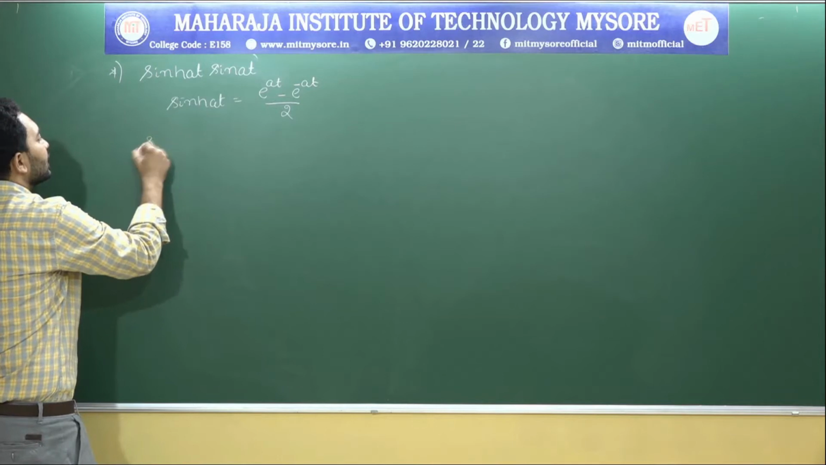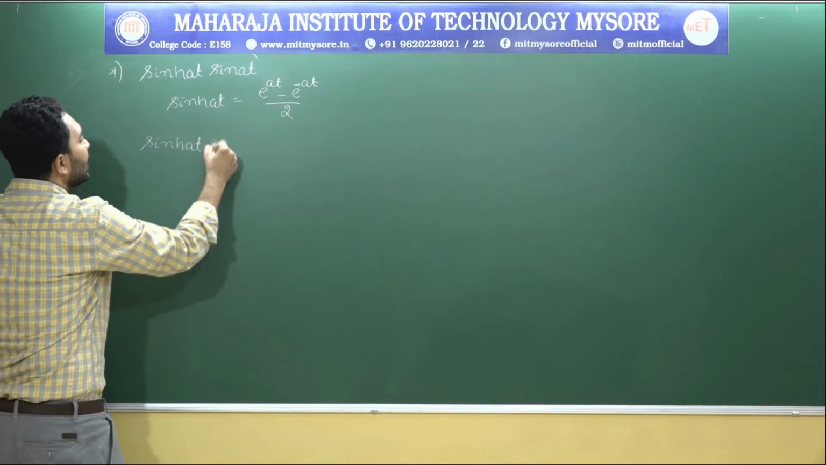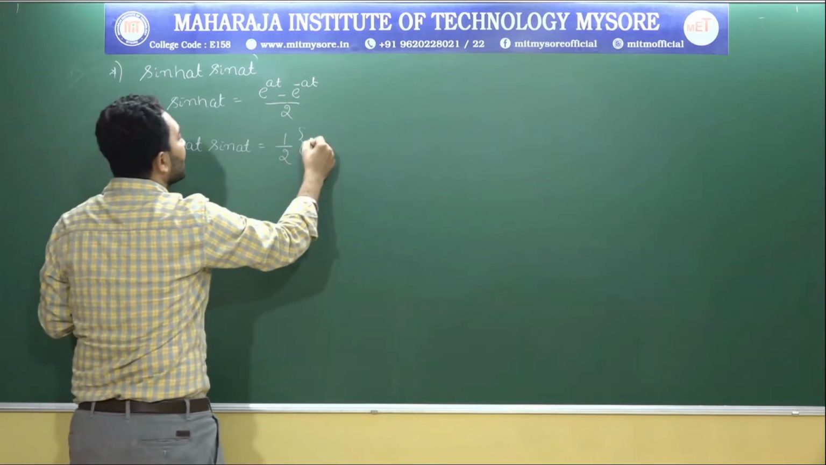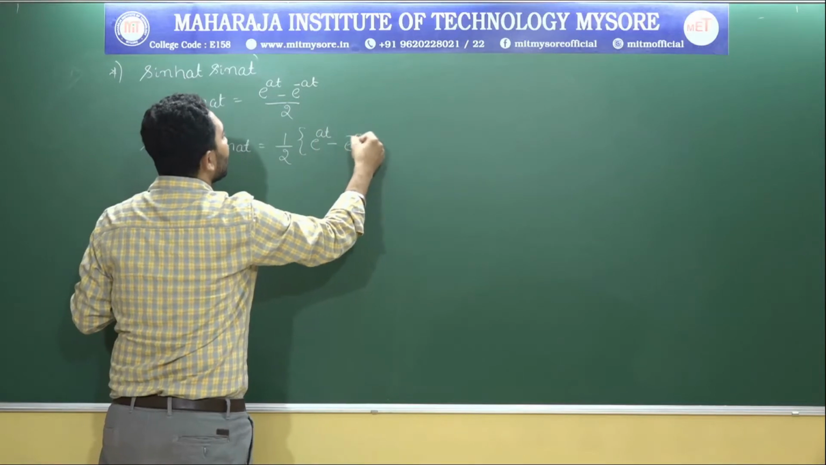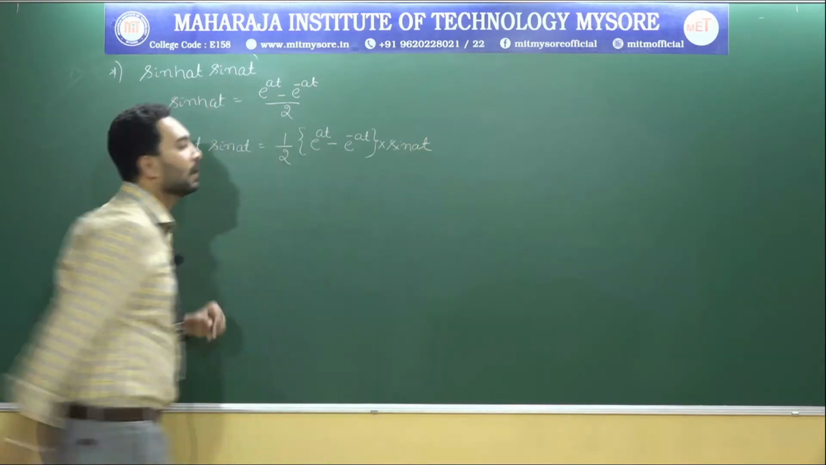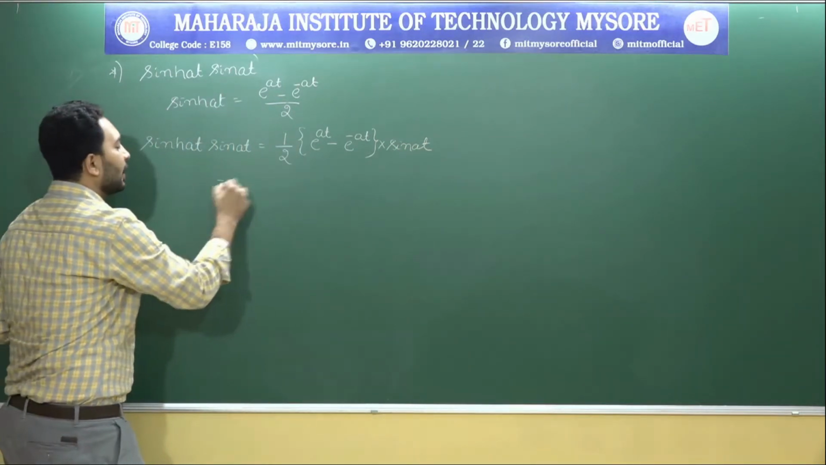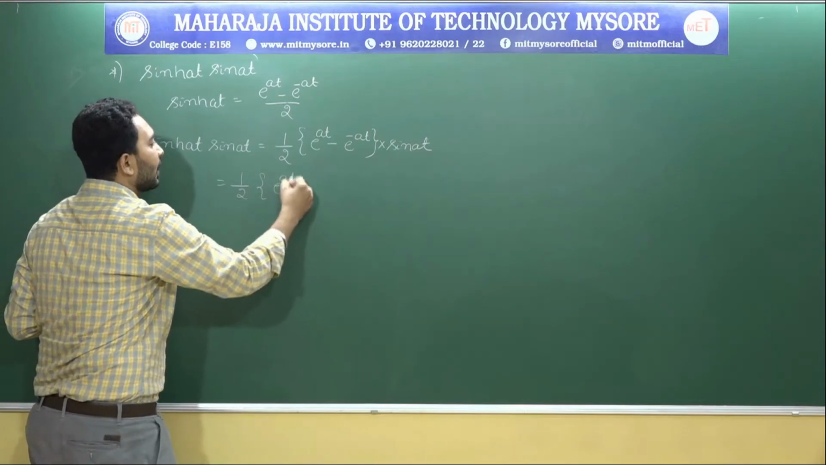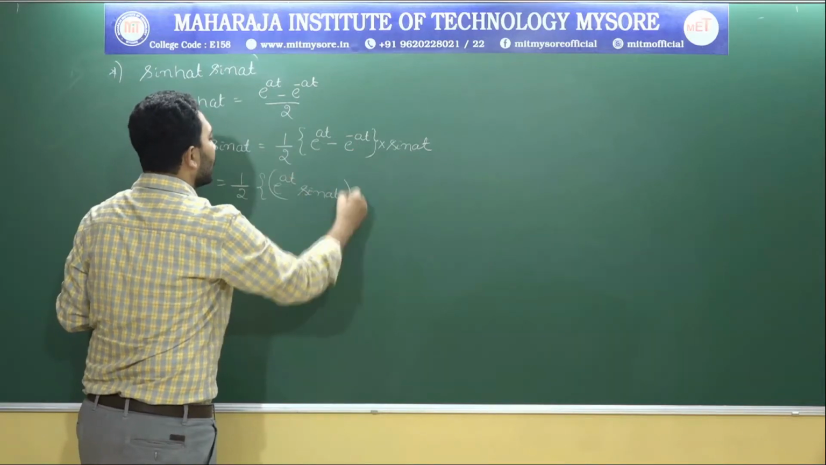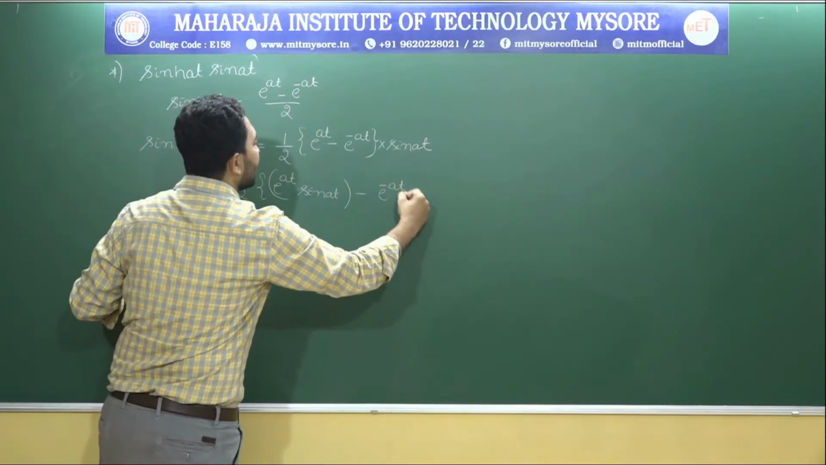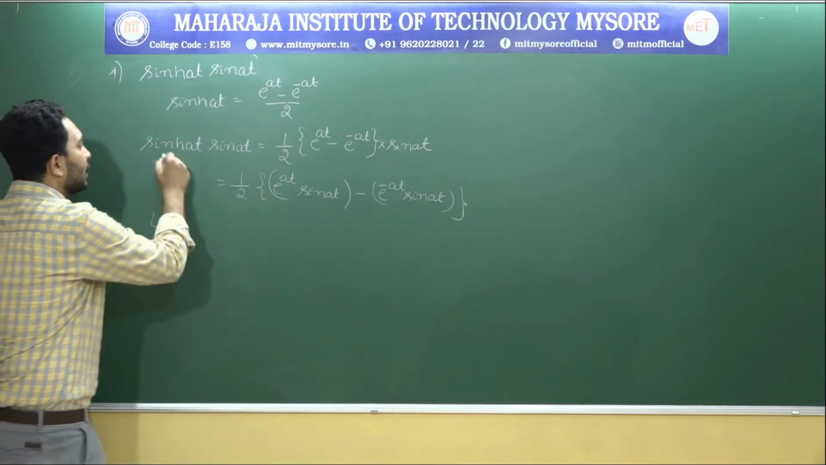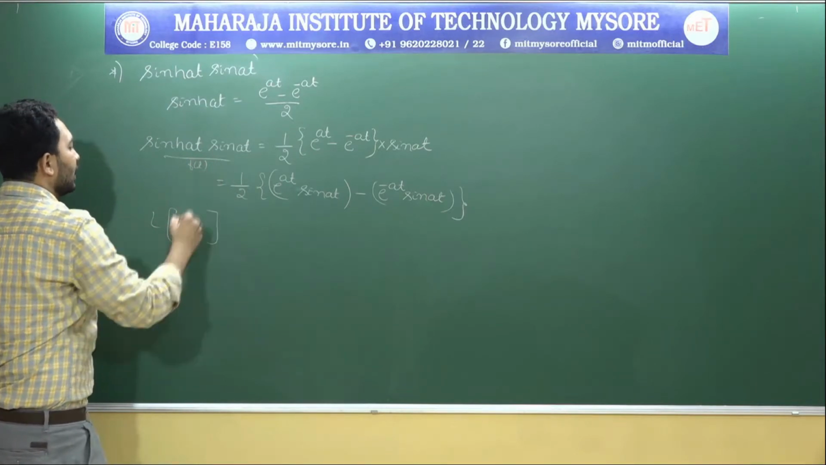We will get sine hyperbolic at into sine at equals 1 by 2 into e power at minus e power minus at into sine at. Then multiply this. We will get 1 by 2 into e power at into sine at minus e power minus at into sine at. Then what is the Laplace of this? I will take this as f of t.